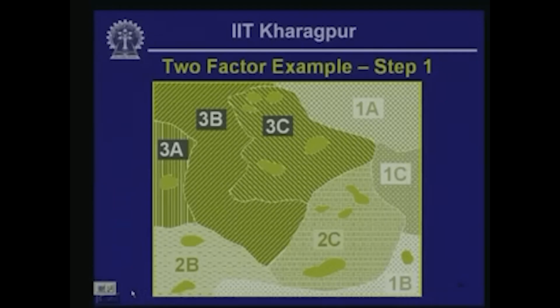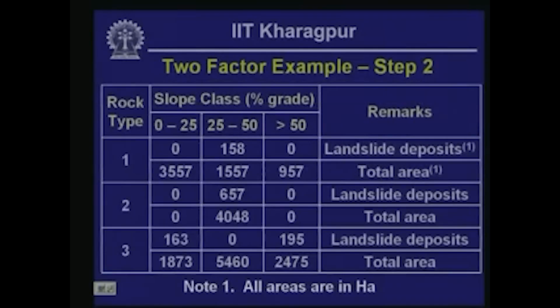Okay. So, then what we do out of the data presented on a map like this, and after we superpose the areas that are affected by recent landslide activities, then we prepare a matrix such as that presented here. For example, here we have 3 different rock types and 3 different slope classes, as we have seen earlier.